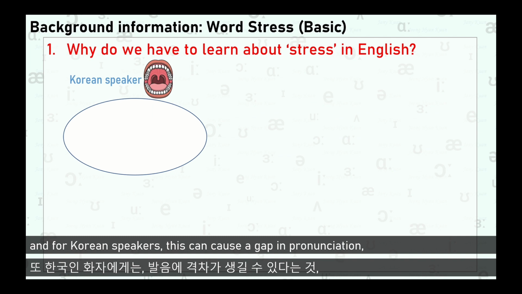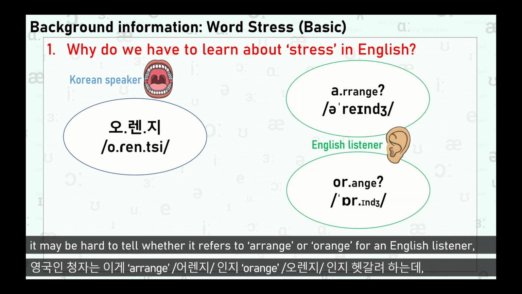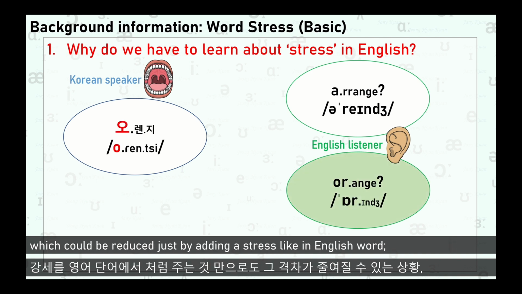And for Korean speakers, this can cause a gap in pronunciation, like when we say "orange," it may be hard to tell whether it refers to "orange" or "orange" for an English listener, which could be reduced just by adding a stress like an English word.